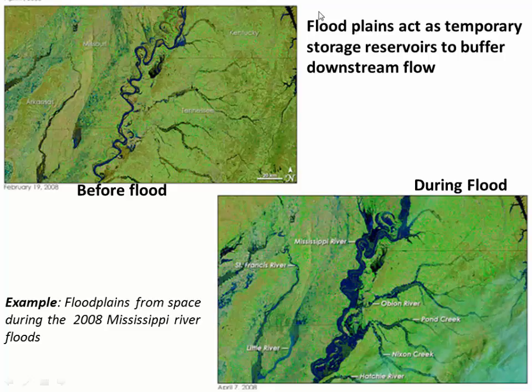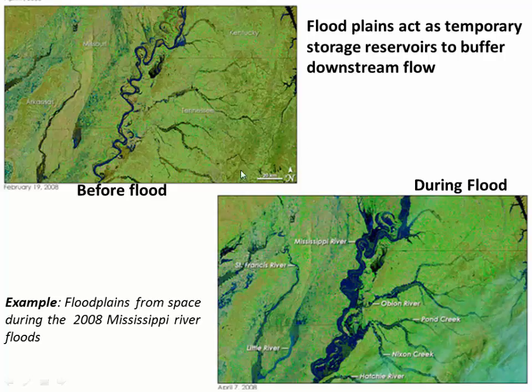And specifically, floodplains can act as temporary storage reservoirs that buffer downstream flow. In other words, a lot of water can get stored on the floodplain, and it's temporary storage, but what it means is that that water doesn't go immediately downstream and start making the flooding downstream worse.